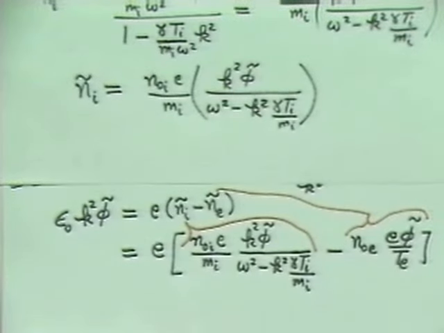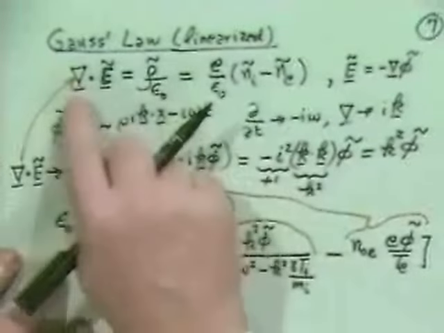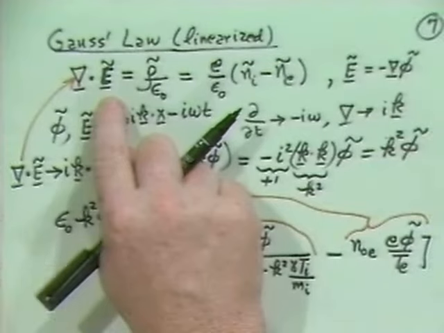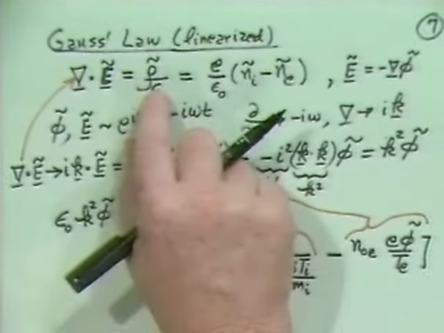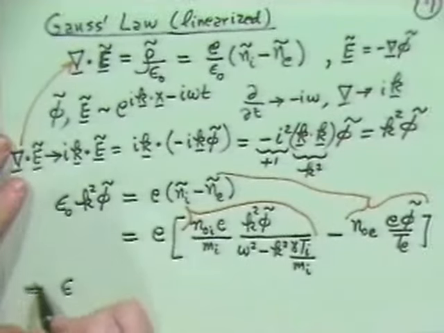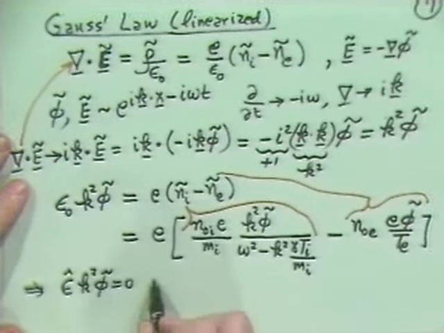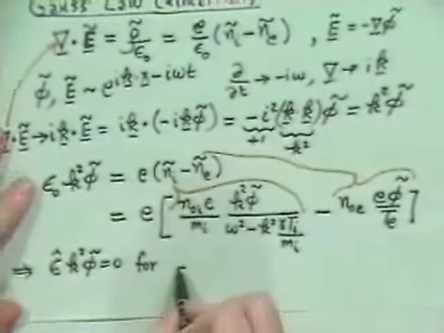Now, the interesting thing when you do all of this is you sort of readily note that now we again have epsilon naught k squared phi tilde is equal to a bunch of things that are also proportional to phi tilde. But if you remember, what we usually end up doing is saying, well, Gauss's law we've been deriving as divergence E, but it could also have been divergence D, as in displacement vector, and D was epsilon E, equals zero. So I can get an effective dielectric constant then. I can write the whole equation as something I'm going to call epsilon hat, k squared phi tilde equals 0. And now what is my epsilon hat?